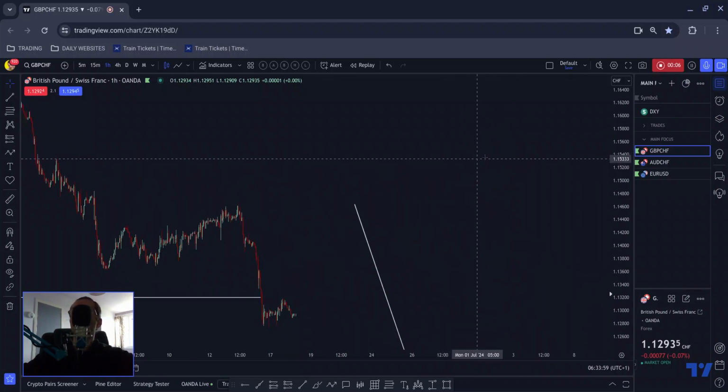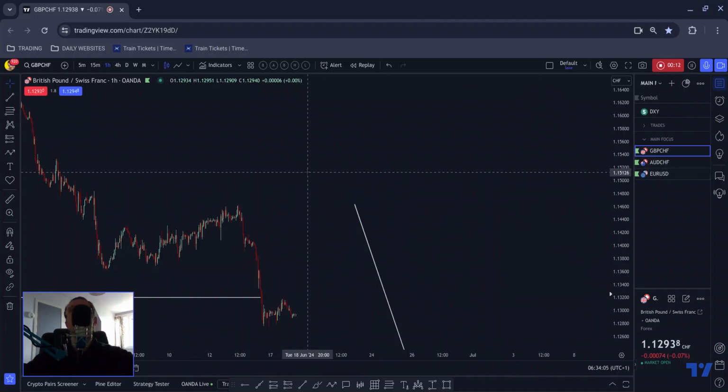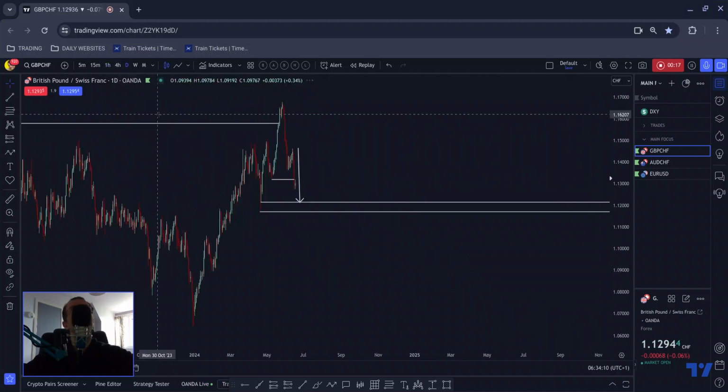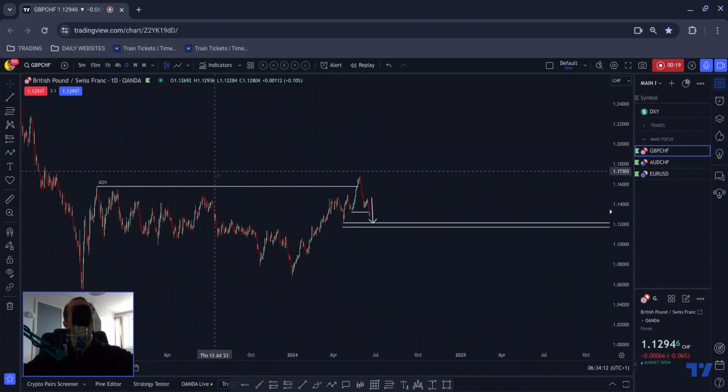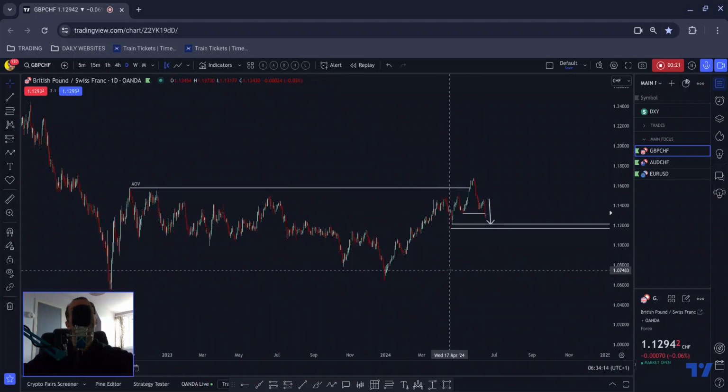So this morning I have three pairs on watch, and those are pound Swiss, Aussie Swiss, and euro dollar. My favorite of the bunch this morning is pound Swiss. So let's break that down from the higher time frames and tell you what I will be looking for.